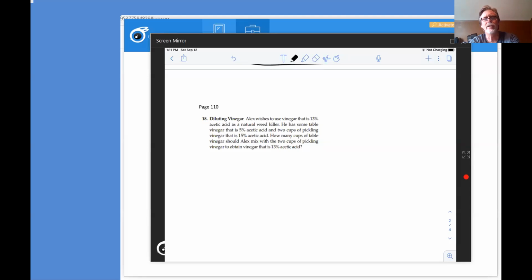This one is saying, let's read it. Alex wishes to use a vinegar that is 13% acetic acid as a natural weed killer.